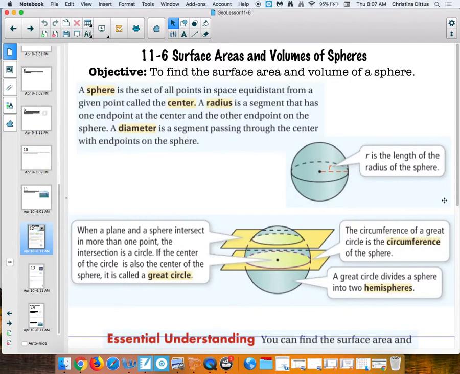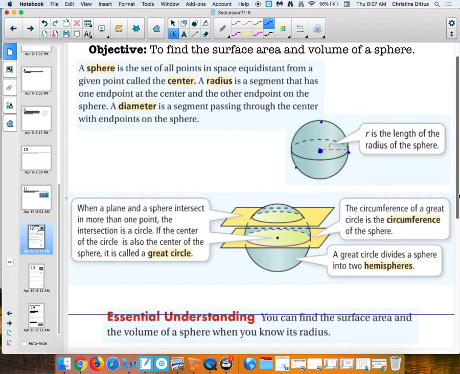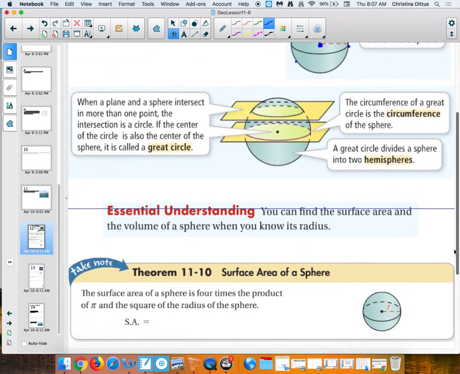Okay, a sphere is a 3D circular thing where all points are equidistant. That means they are all the same distance from a center. So whether I am at this point, or this point, or this point, they are all the same distance away. Radius and diameter, I hope we know what those mean. Radius is half the distance, from my center to a point on the sphere. Diameter is end of sphere to end of sphere.